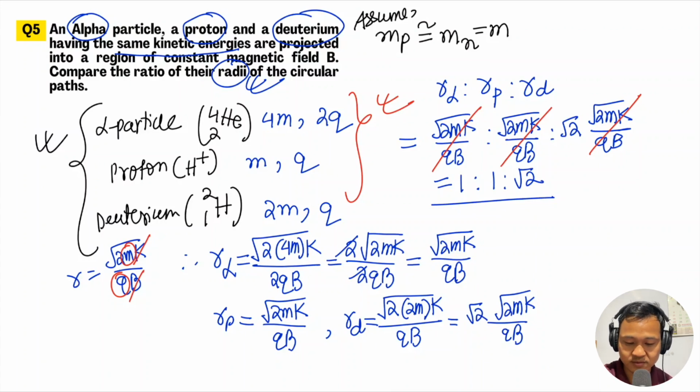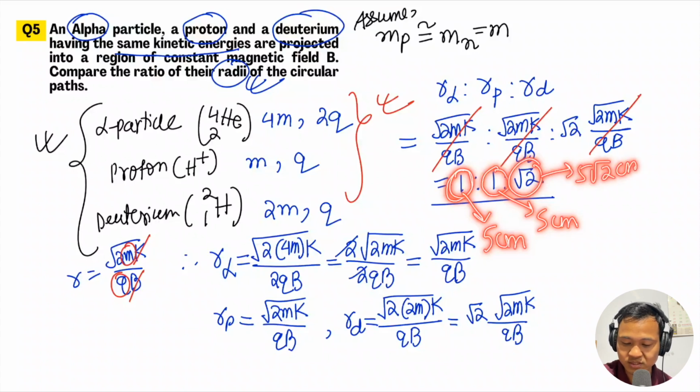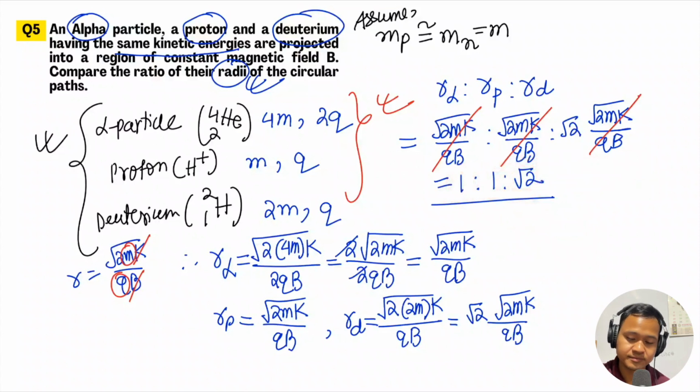For example, if the alpha particle has a radius of 5 cm, then the proton also has 5 cm, and deuterium has 5 root 2 cm.